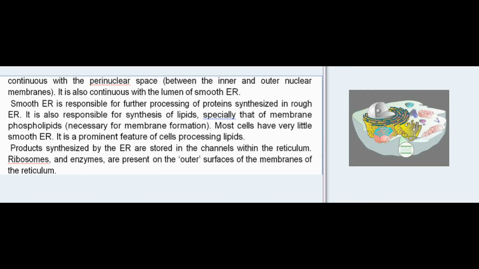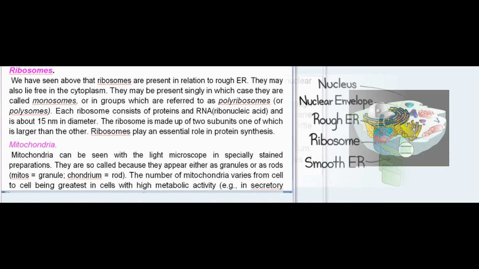Most cells have very little smooth ER. It is a prominent feature of cells processing lipids. Products synthesized by the ER are stored in the channels within the reticulum. Ribosomes, and enzymes, are present on the outer surfaces of the membranes of the reticulum. Ribosomes.